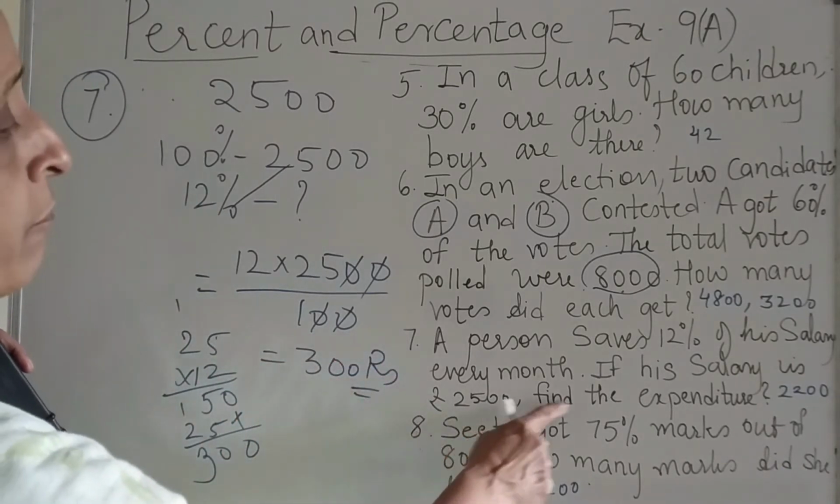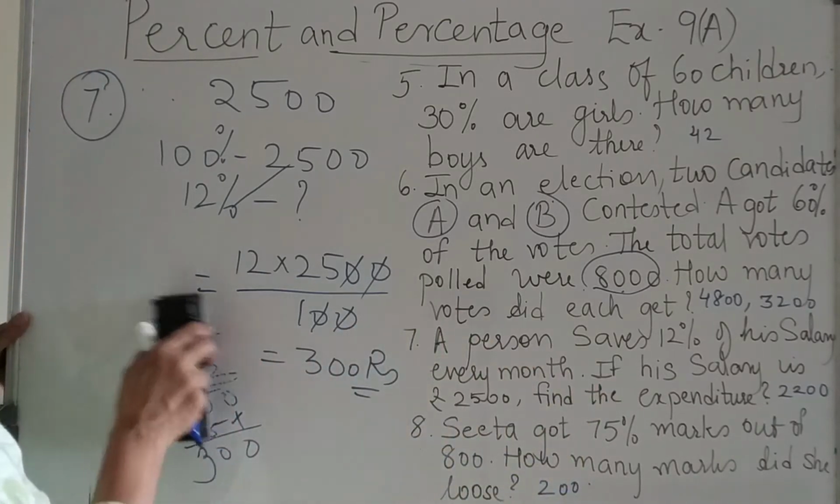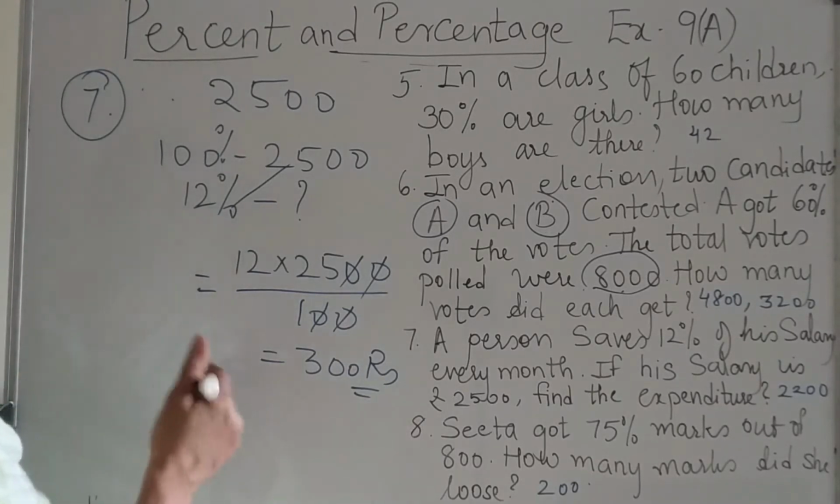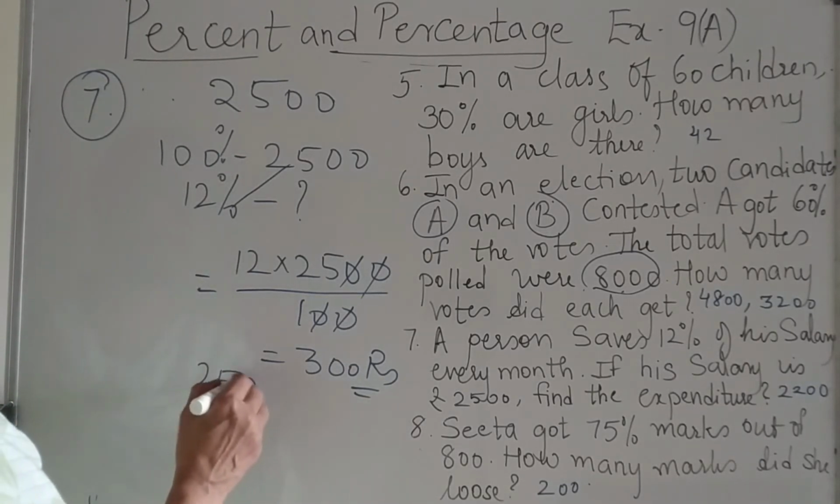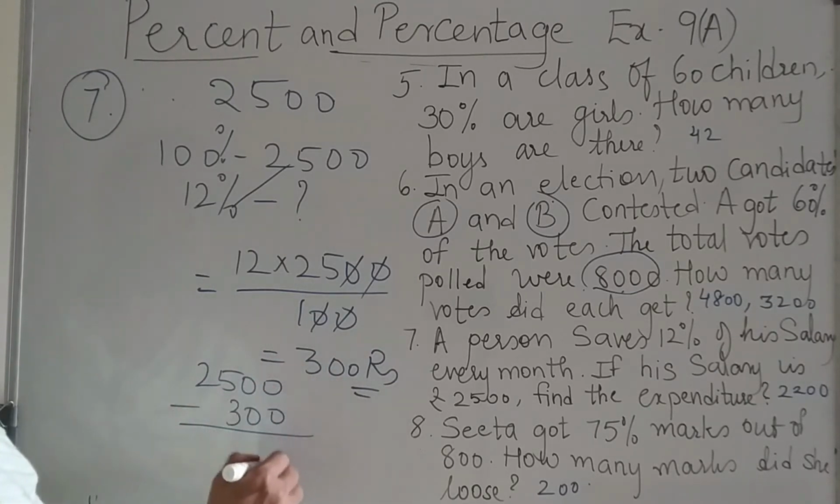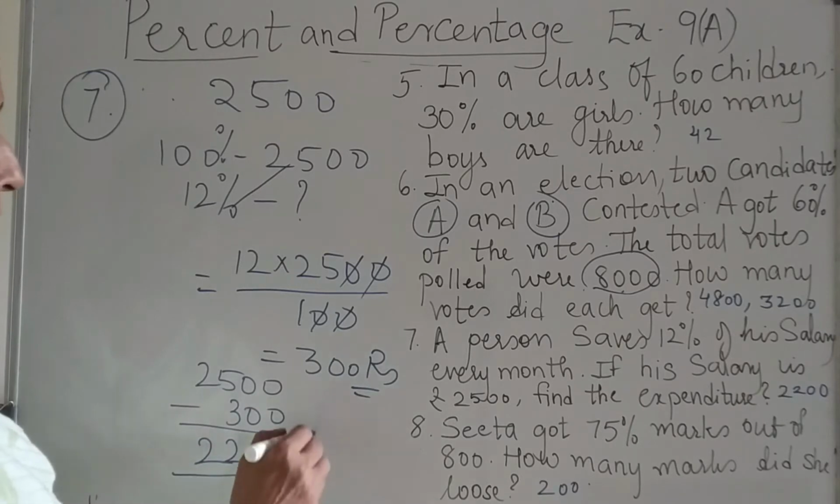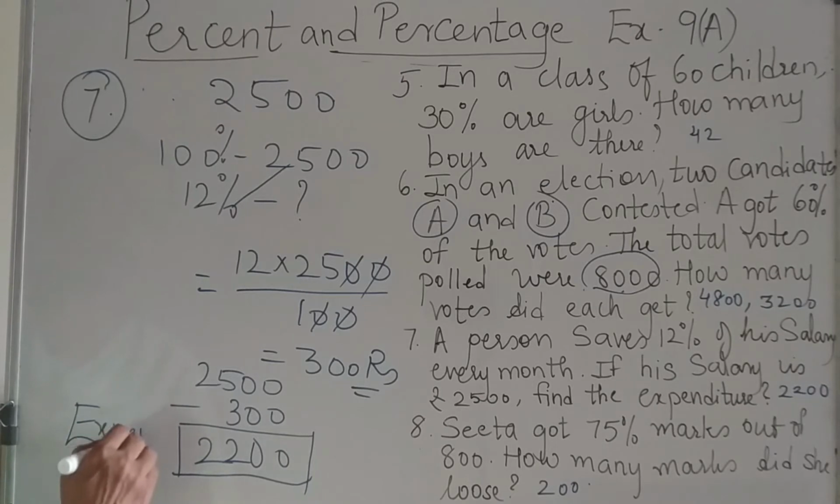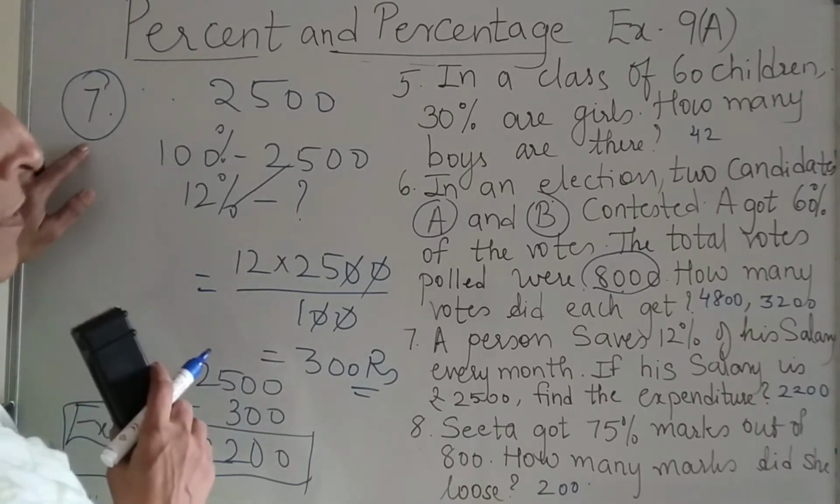But what is the question? Find the expenditure. After saving, what is remaining that he spends? So expenditure is asked. Total amount is 2,500. Savings 300 rupees. You minus. 0, 0, 5 minus 3 is 2, and 2. His expenditure is 2,200. So this is the answer for 7.